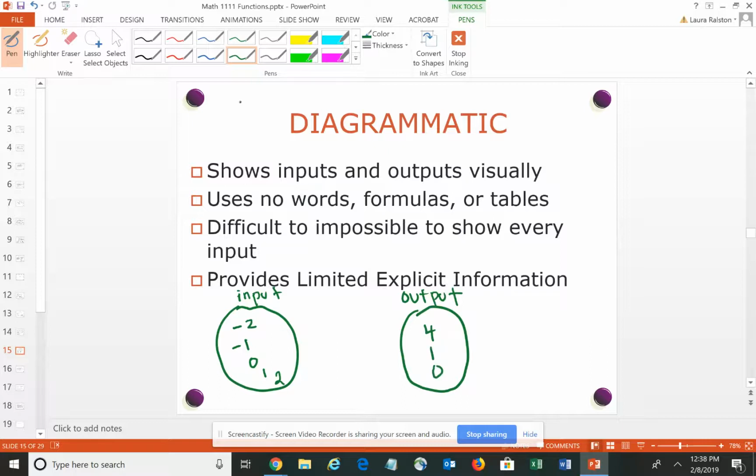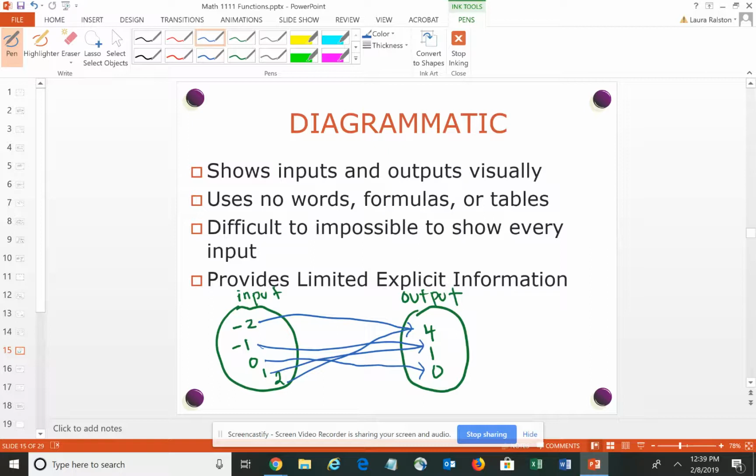And then we use arrows or connectors to show -2 would be 4, -1 is 1, 0 is 0, 1 is 1, and 2 is 4. So you get to see the relationship visually. And typically in the diagrams, again, like the table, your input is on the left and your output is on the right. So again, you're limited to what you see or what's given.